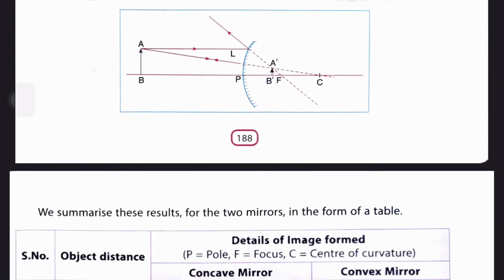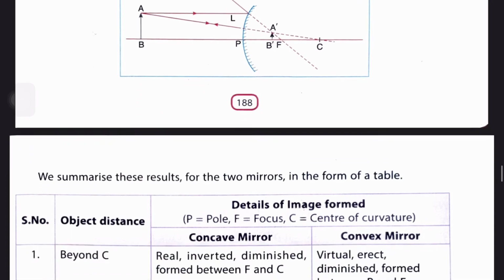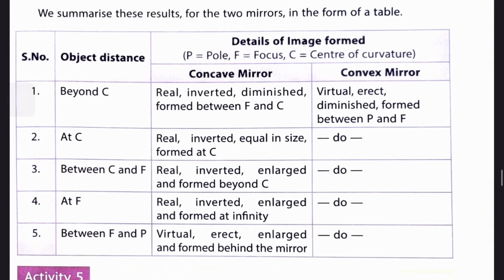So, we summarize these results for the two mirrors in the form of a table. You can see.